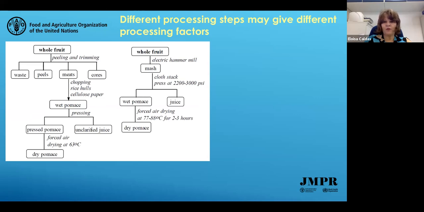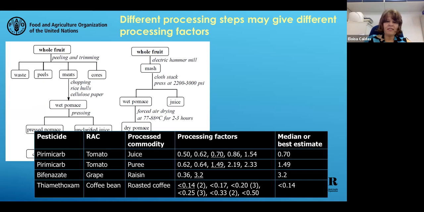With 2, you really cannot do too much, but with 3 processing factor values, you derive what we call the best estimate of a processing factor. For example, in this table here, you can see different pesticides and different crops. You can see pirimicarb, for example, tomato was submitted to processing and the final processed commodity is juice. And here you see the processing factor.